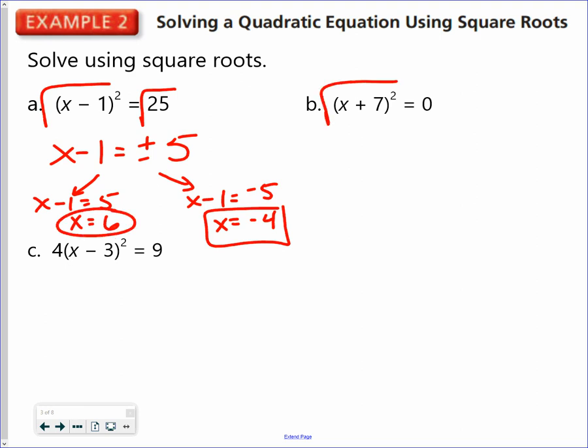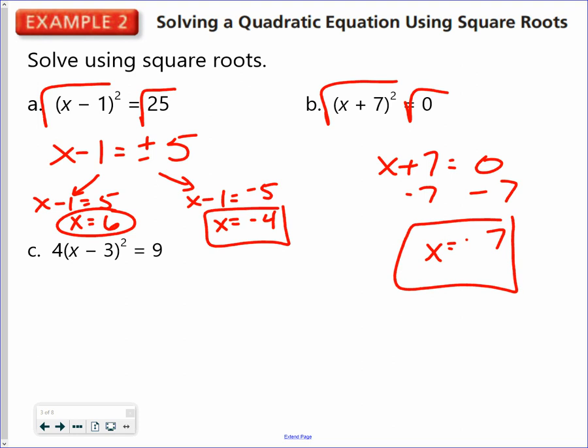So the next one, when I take the square root of both sides, I don't need a plus and minus 0. So this particular question, instead of having two answers, is only going to have one.